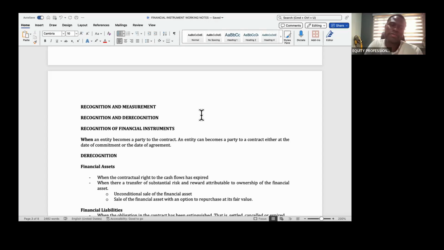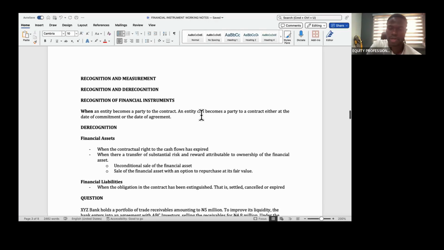So when you buy a financial asset, like when you buy shares, for example, they will give you a share agreement or a share certificate, with a date on that certificate. Or when you go to the bank to borrow money, there's always a contract, a term sheet that will show the terms where everybody will sign. That's the date of agreement. So the date on the contract, because a financial instrument is a contract, that's the date of the agreement.